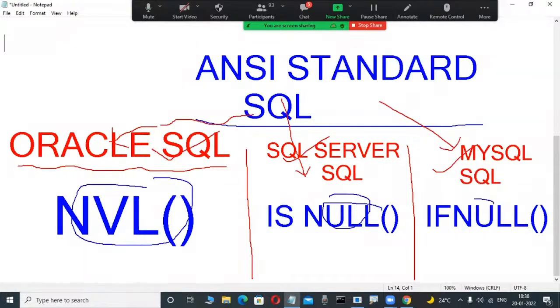And the versions are syntactically totally different. Here the create procedure syntax is different, here the create procedure syntax is different, with slight differences. Okay, fine.